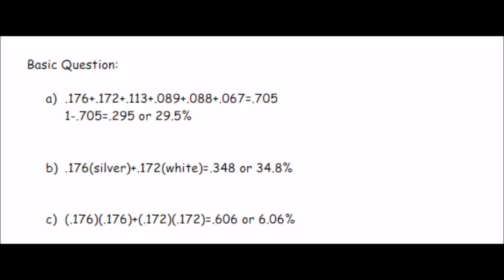Part C is asking, when choosing two vehicles at random, what is the probability that both are silver or both are white? So to get this, you have to square the silver value and square the white value, and then add them together. And when you do that, you get 0.0606, which is 6.06%, and that's your probability that both will be silver or both are going to be white.